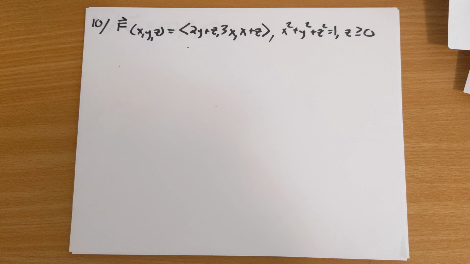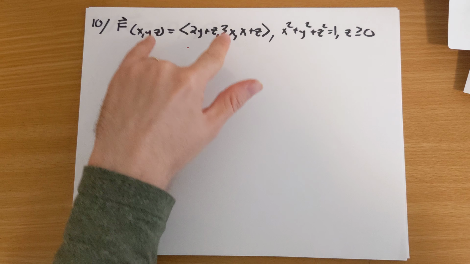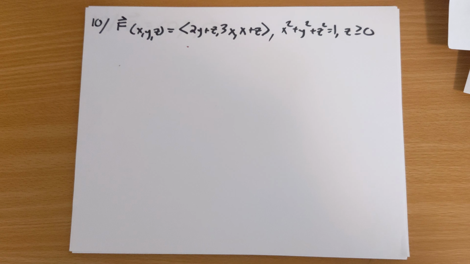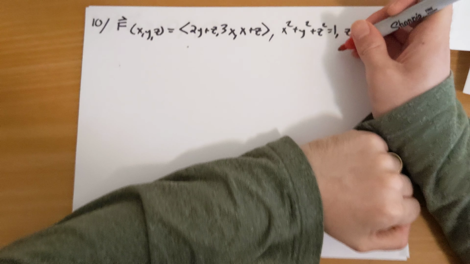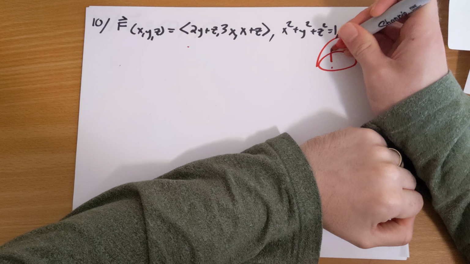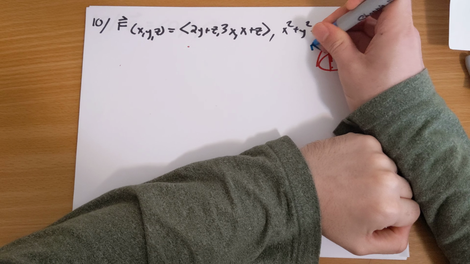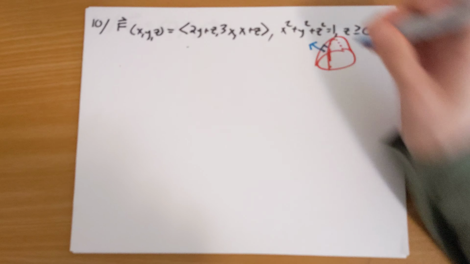Problem number 10, we want to verify Stokes' theorem for the vector field given right here, the upper unit hemisphere given right here, and then repeat the question for the lower unit hemisphere. Both of these are going to be oriented pointing outward. Okay, so when we say verify, this is the picture that we should be having in mind.